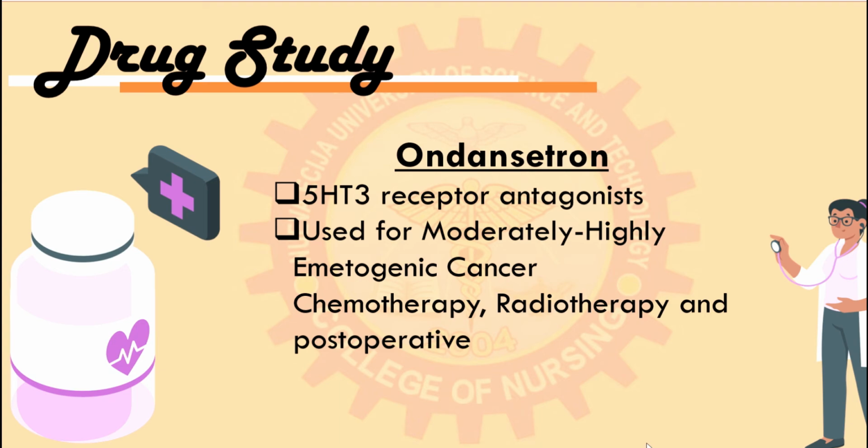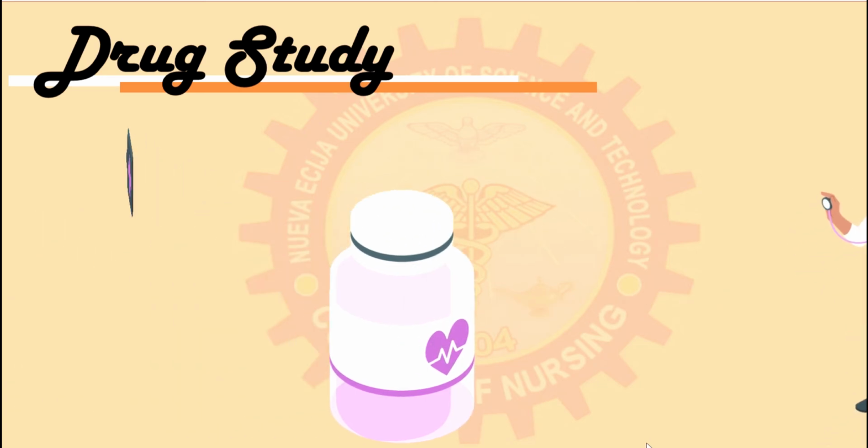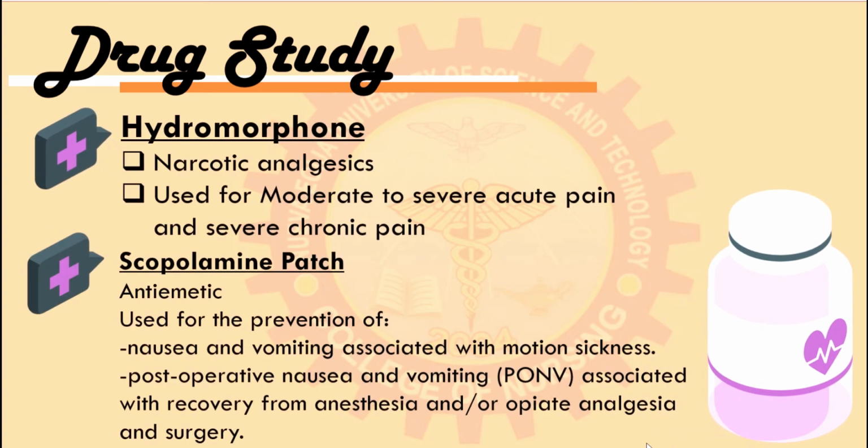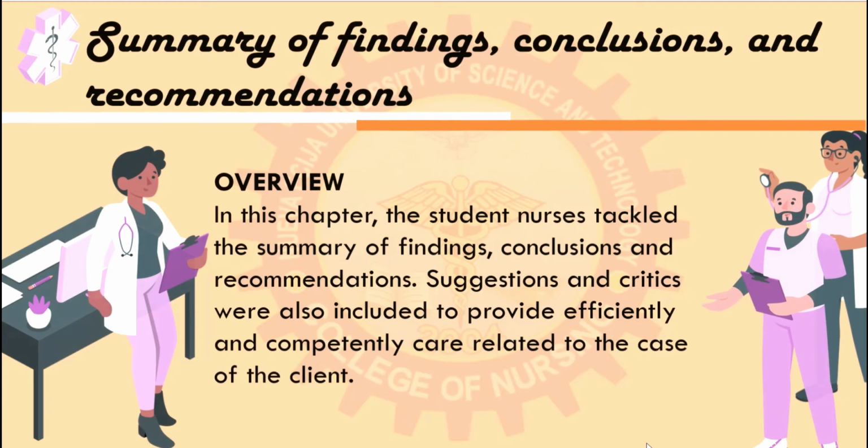Ondansetron. Ondansetron is a 5-HT3 receptor antagonist used for moderately to highly emetogenic cancer chemotherapy, radiotherapy, and postoperative. Hydromorphone. Hydromorphone are narcotic analgesics used for moderate to severe acute pain and severe chronic pain. Scopolamine patch. Scopolamine patches are antiemetic drugs used for prevention of nausea and vomiting associated with motion sickness and post-operative nausea and vomiting associated with recovery from anesthesia and/or opiate analgesia and surgery.